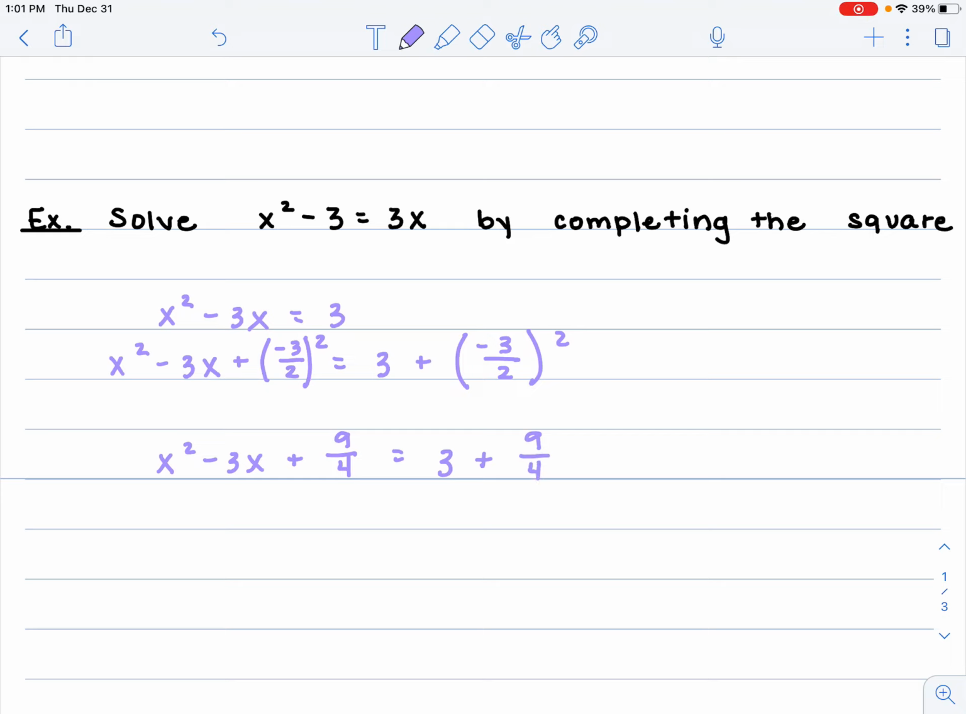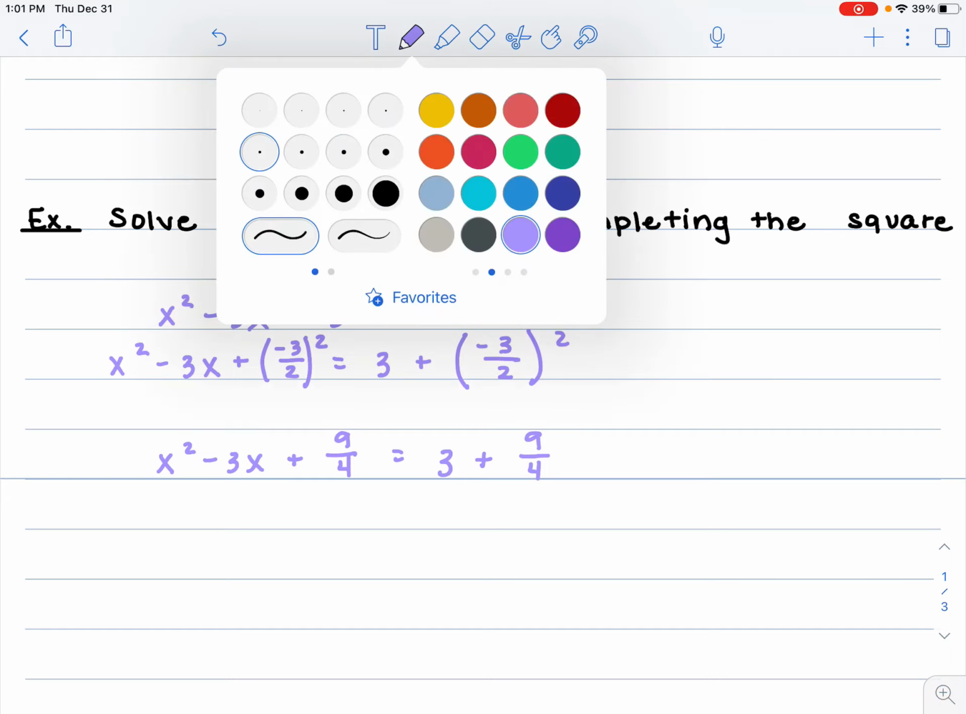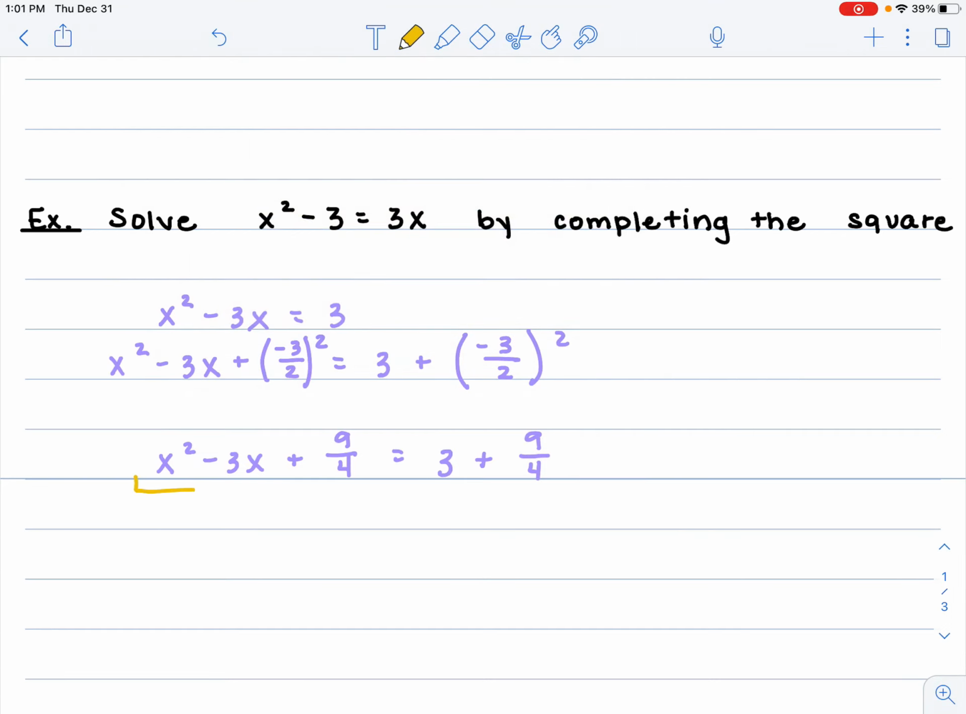Now we have to factor our trinomial. So now that we've done that, we can factor our trinomial. We're going to be trying to factor this guy right here. Now the good thing is we know it's going to be something where it's x and a number and it's going to be squared. We just got to figure out what that is. So we're looking for numbers that when I multiply them, it gets me 9 over 4, but that add to negative 3.